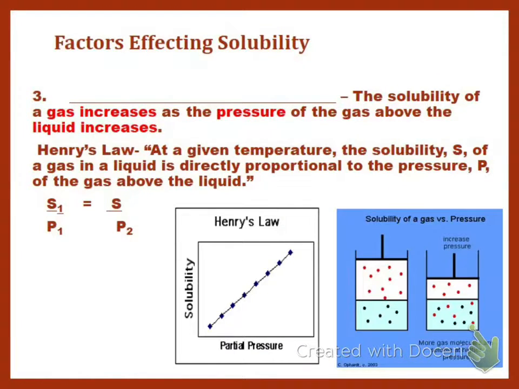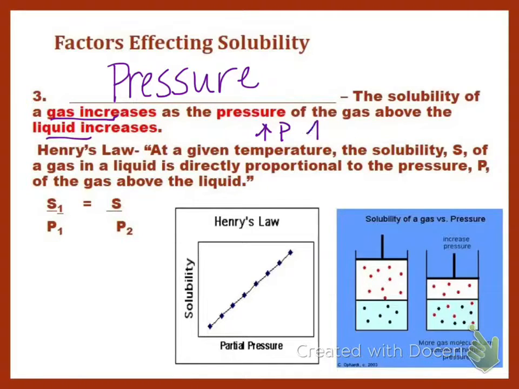The last factor affecting solubility is pressure. And pressure only affects gases in liquids. It's the only thing it affects. And if you increase the pressure, you will increase the solubility of the gas. And there's a law known as Henry's law that says at a given temperature, the solubility is directly proportional to the pressure of the gas above the liquid. So when we're talking about pressure, we're talking about putting pressure on top of the liquid.